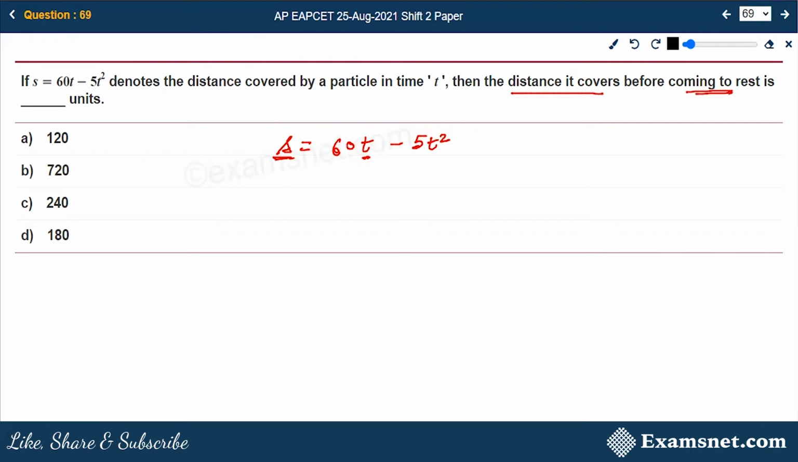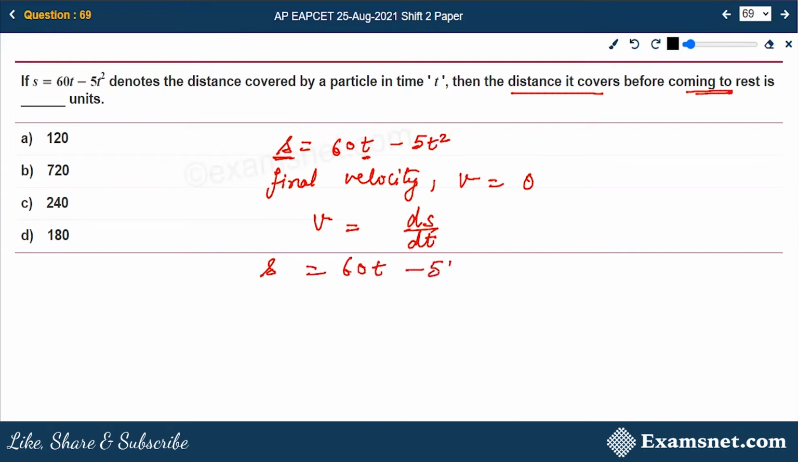When it comes to rest, the final velocity V becomes 0, right? And this velocity is nothing but change in displacement upon change in time. S was 60t minus 5t square. So change in displacement upon change in time is nothing but the derivative of S. This is 60 minus 10t.